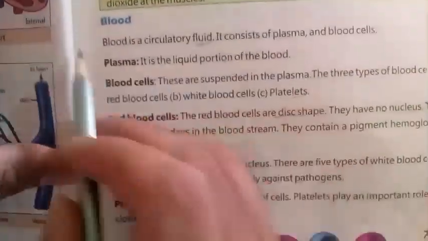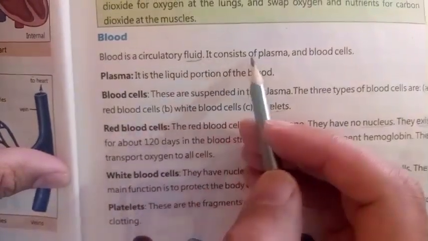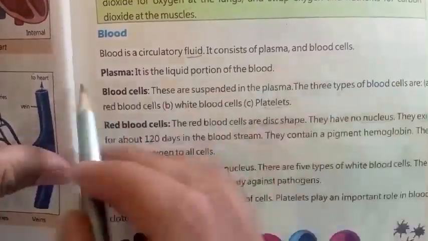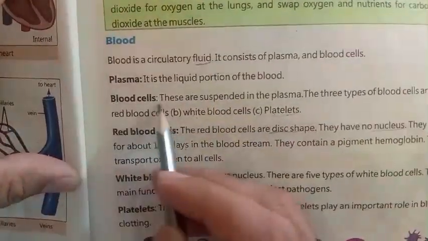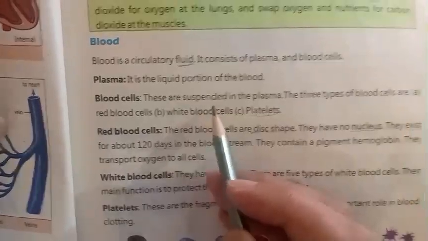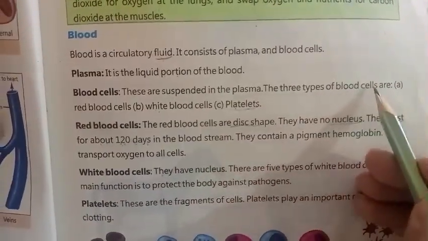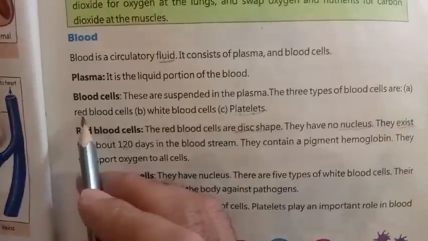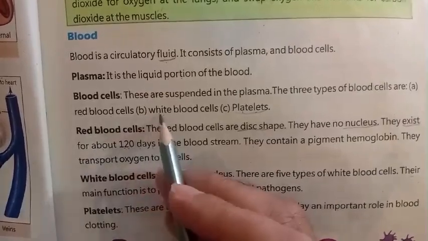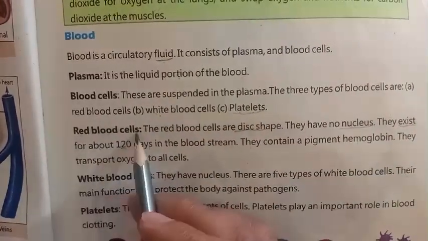Blood. Blood is a circulatory fluid. It consists of plasma and blood cells. Plasma. It is the liquid portion of the blood. Blood cells. These are suspended in the plasma. The three types of blood cells are: type A, red blood cells; type B, white blood cells; type C, platelets.